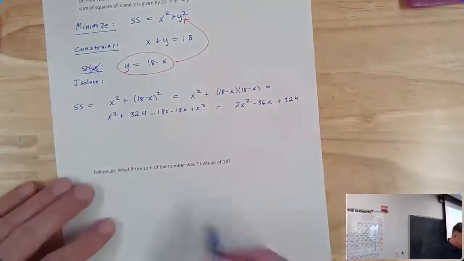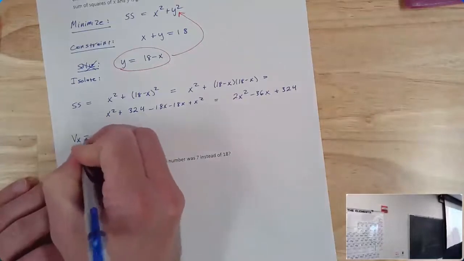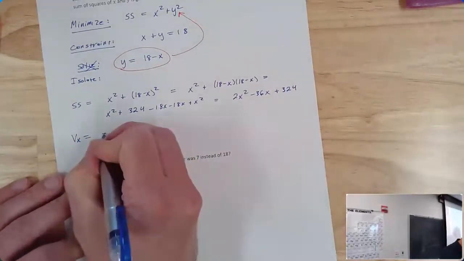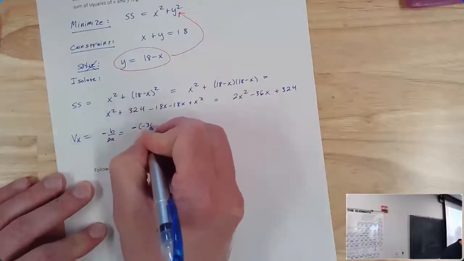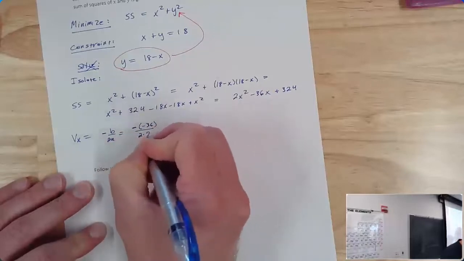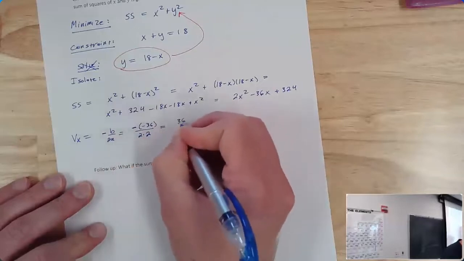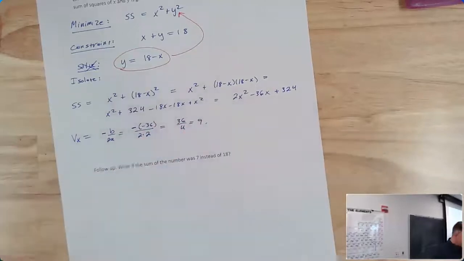And I'm trying to find the x coordinate of my vertex. So it's going to be negative b over 2a, which is going to be negative negative 36 over 2 times 2, which is 36 over 4, which is 9.